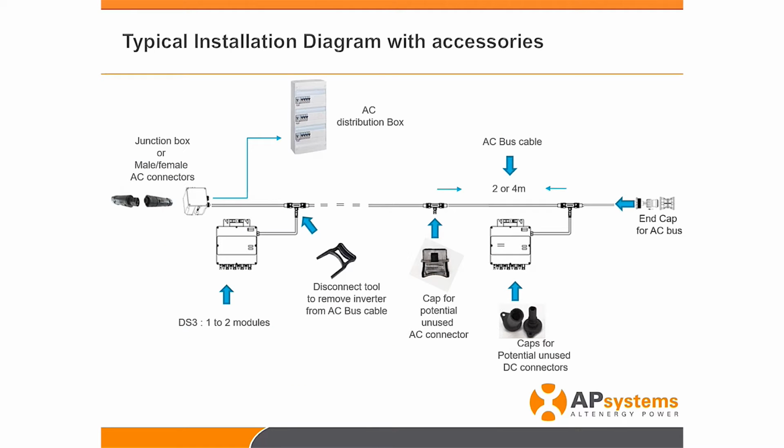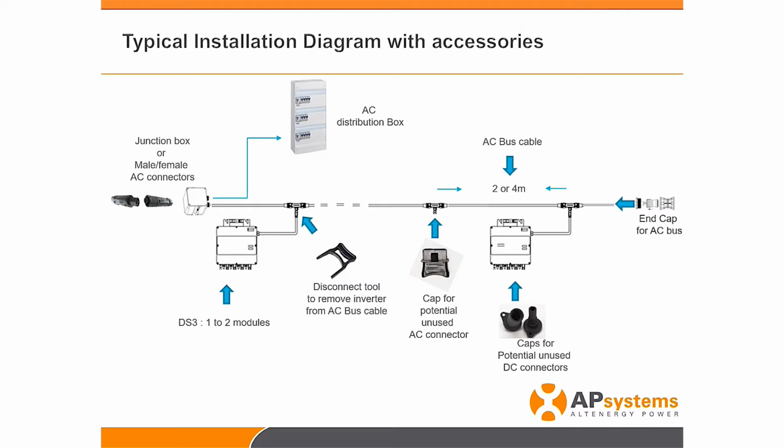And obviously it's connected to the internet. So this is a bit more detailed diagram, I'll say, with the use of accessories, which gives us an idea on where each of these accessories will be used. So as I said, junction box or AC male-female connectors, AC connectors, which you can use. And with the DS3, we can use one or two modules.